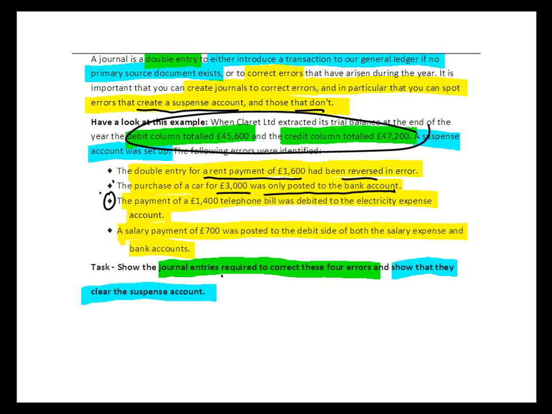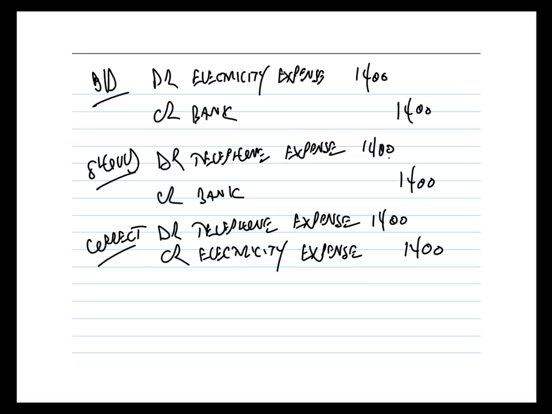Well, the third error, payment of a $1,400 telephone bill, which has actually been debited to the electricity expense account. So they've debited electricity expense, well actually this referred to a telephone bill. Well, with this error, I think the double entry they did post was where we're told they debited the electricity expense, even though it was a phone bill. And they must have credited the bank, because whether it was a phone bill or an electricity bill, either way they're paying money out, so it would have credited the bank account.